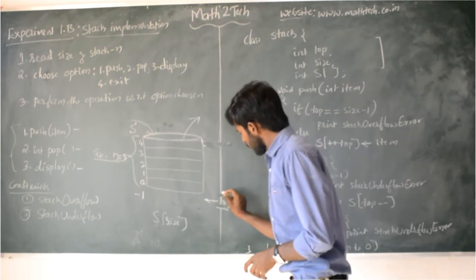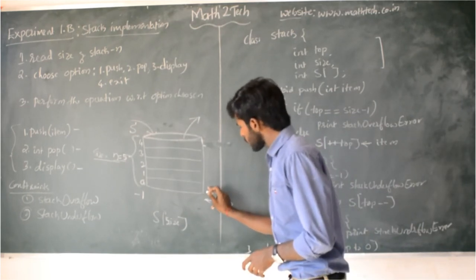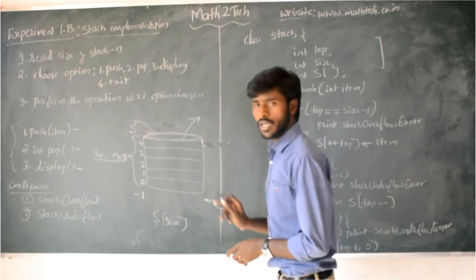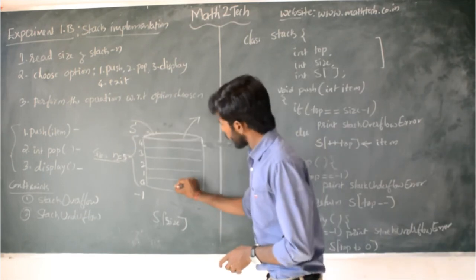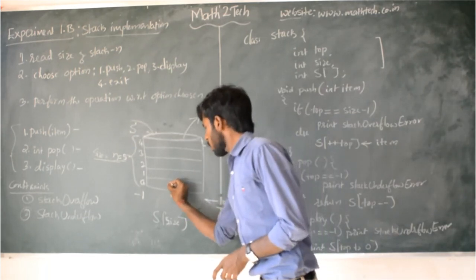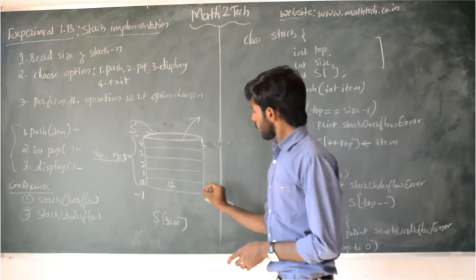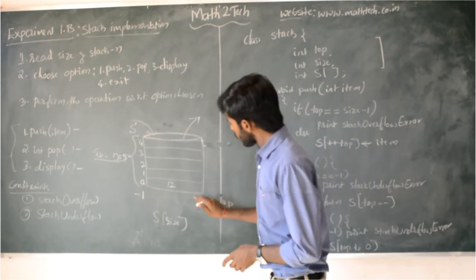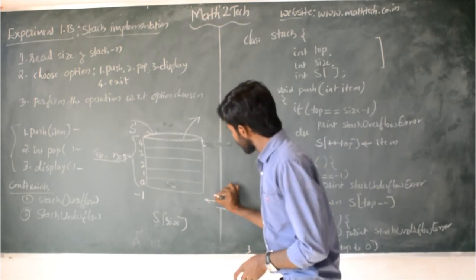As I defined, top should be initialized to, or top has to point to, the topmost element. Here you are inserting one element. Assume you take it as 12. It is inserting on top. Now this becomes top, right? Here, to insert, what you have to do is first increment the top.